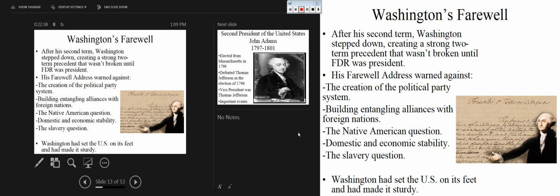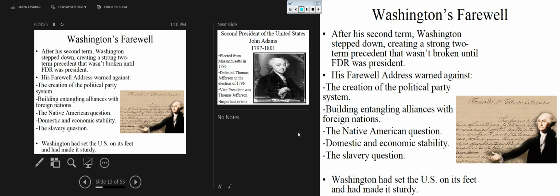Washington's farewell address, the book that I talked to you about earlier, Joseph J. Ellis's Founding Brothers, has a really great chapter dedicated to Washington's farewell address. After his second term, Washington stepped down and set the two-term precedent. That precedent will not be broken until FDR was president. So in his farewell address, he warned against the creation of the political party system, and the entangling alliances with foreign nations that could drag America into foreign wars or lead to foreign invasion of U.S. territory.